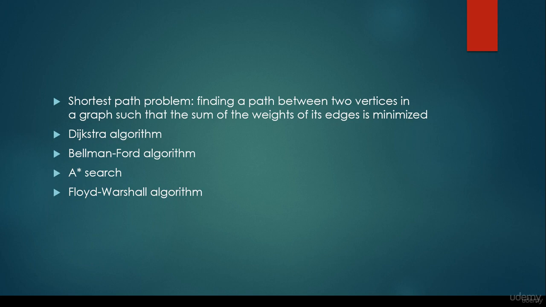Basically, what is a shortest path algorithm? What is the problem itself? We would like to find a path between two vertices in the graph such that the sum of the weights of each edge is minimized.